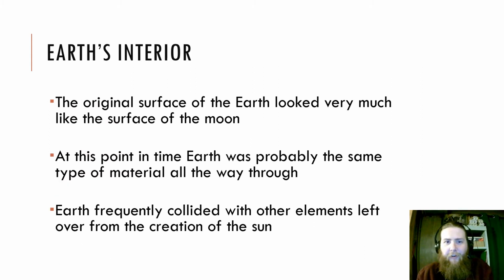So the Earth's interior, the original surface of the Earth, looked very much like the surface of our moon today. At this point in time, Earth was probably the same type of material all the way through. But Earth frequently collided with other elements left over from the creation of the sun in the form of asteroids and meteors, and possibly a whole other moon-sized object hit the Earth in its early formation. And this helped to differentiate and create the planet that we have today.